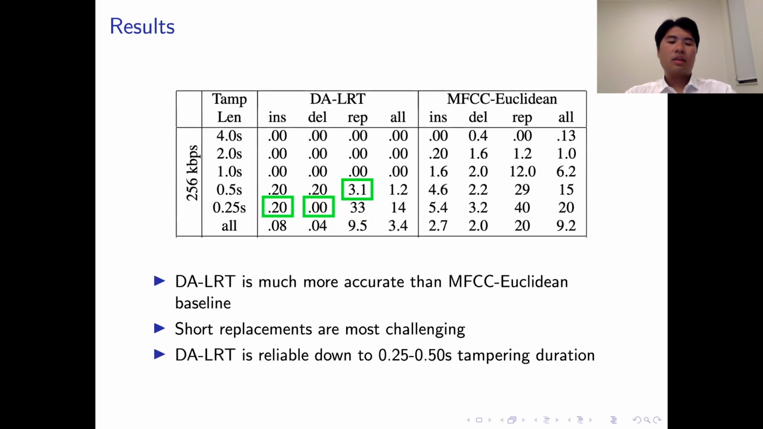Third, we see that the dual alignment likelihood ratio test method has reliable performance for tampering durations down to under a second. For insertion and deletion operations, it has 0.2% equal error rate or less for the quarter-second tampering durations, and has 3.1% equal error rate for half-second replacements. Apart from the equal error rates, the system is also fast in runtime. It took an average of 123 milliseconds to process each query.